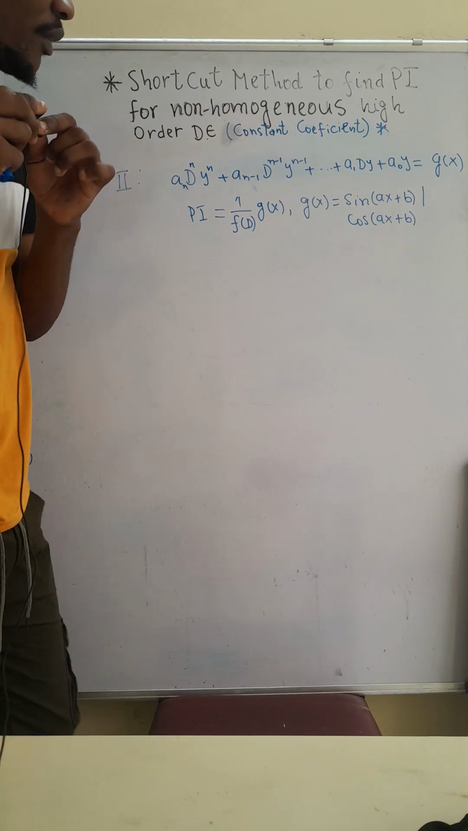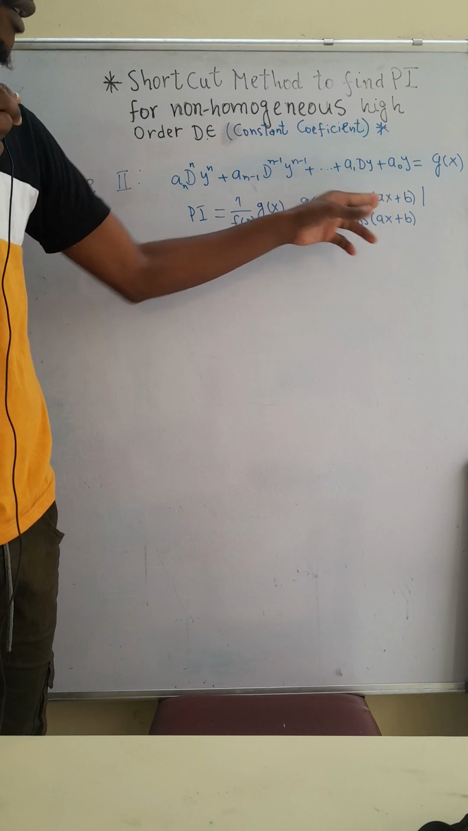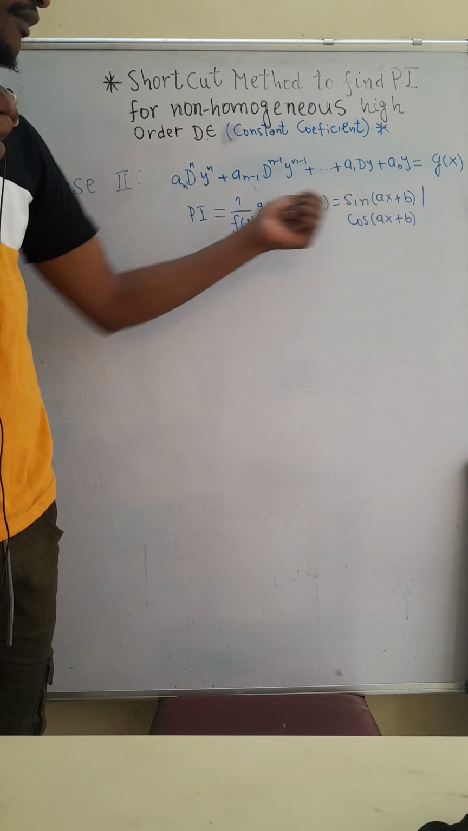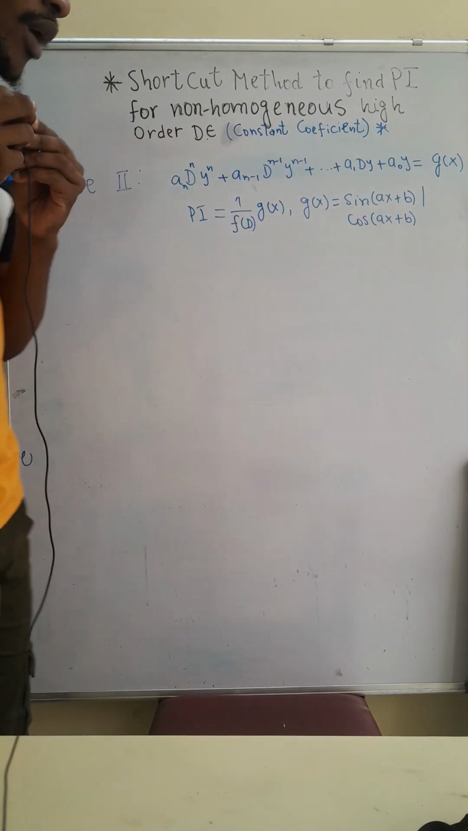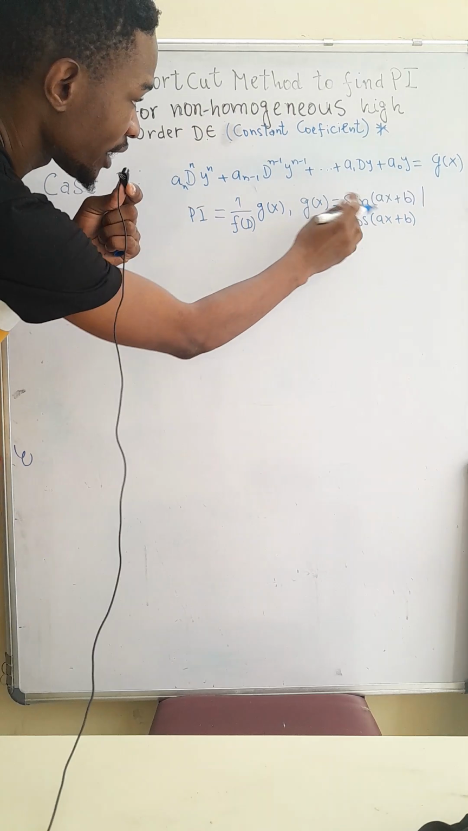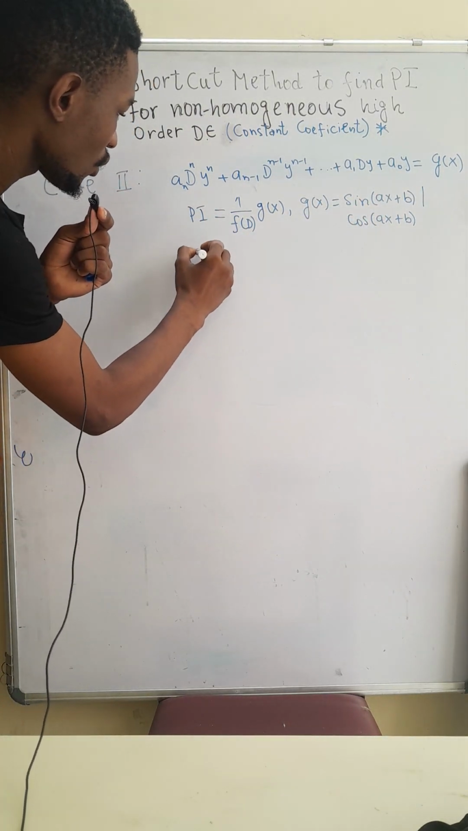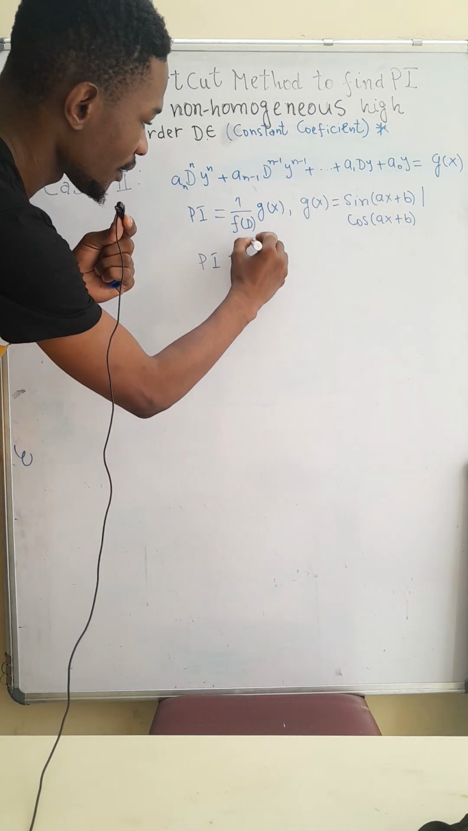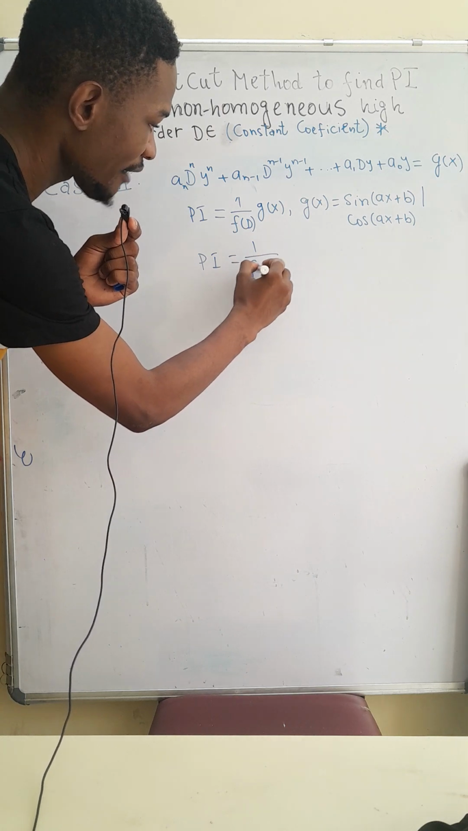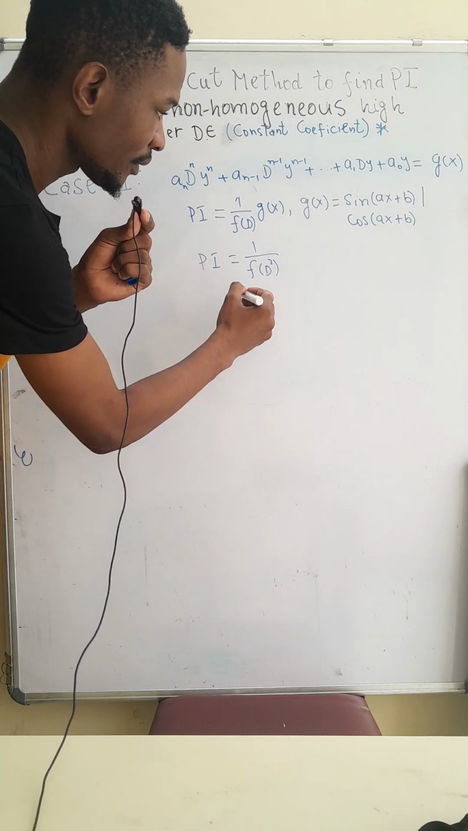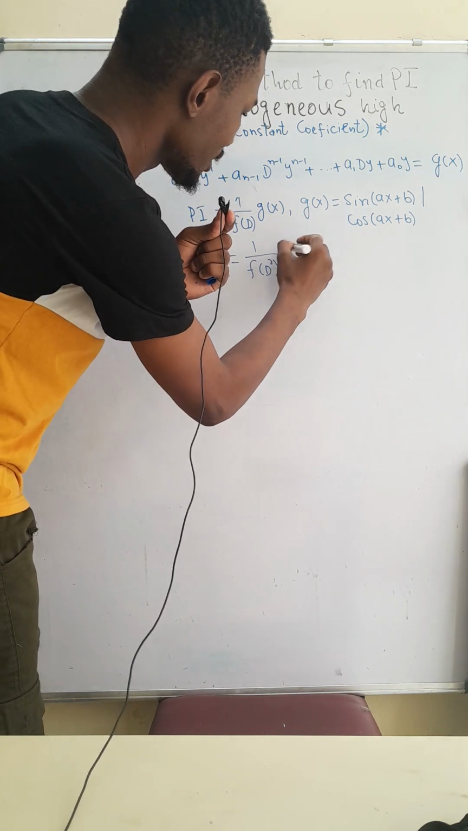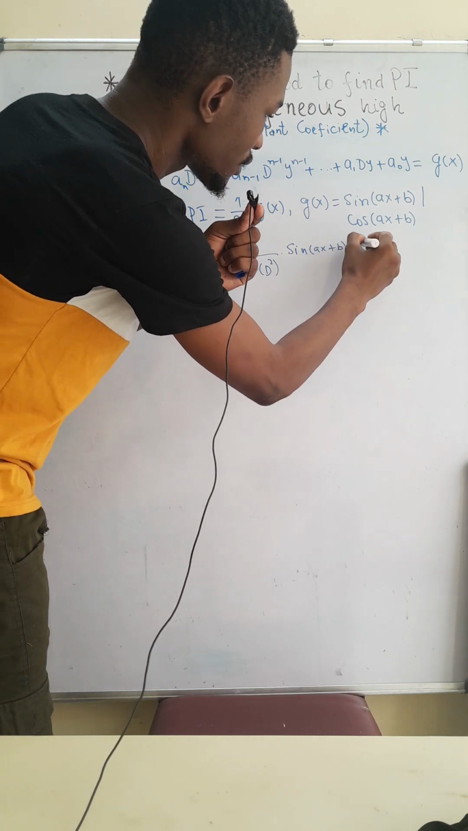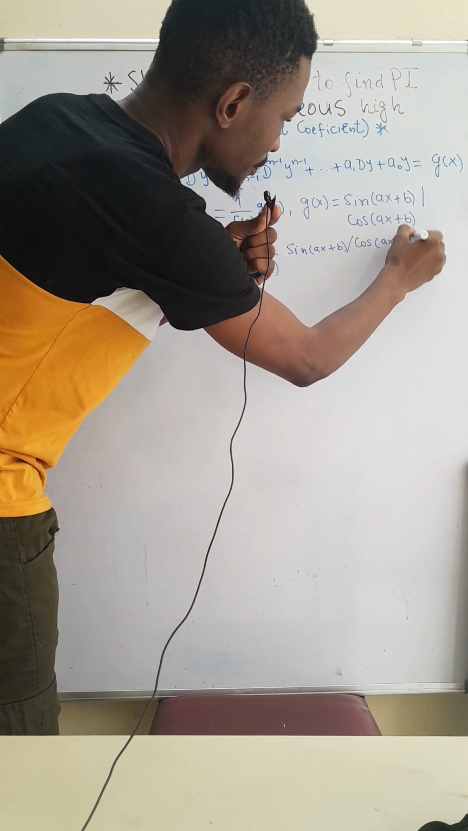So what we have to do is substitute where we have d square in this function, not d. We have to substitute d square by minus a square, just like this. Whenever I have g of x equal to this, you will do just this substitution directly. Your PI will be 1 upon f of d square, times this g of x. G of x can be sine of ax plus b, or cosine of ax plus b.